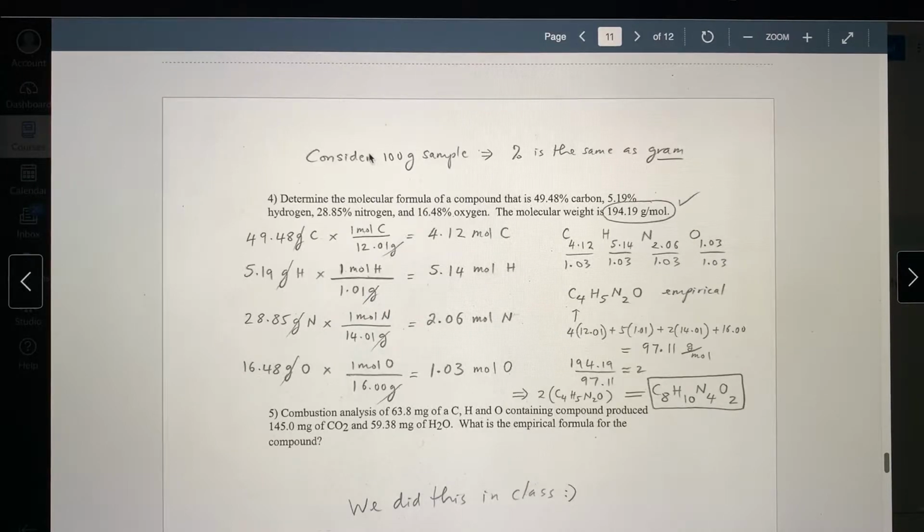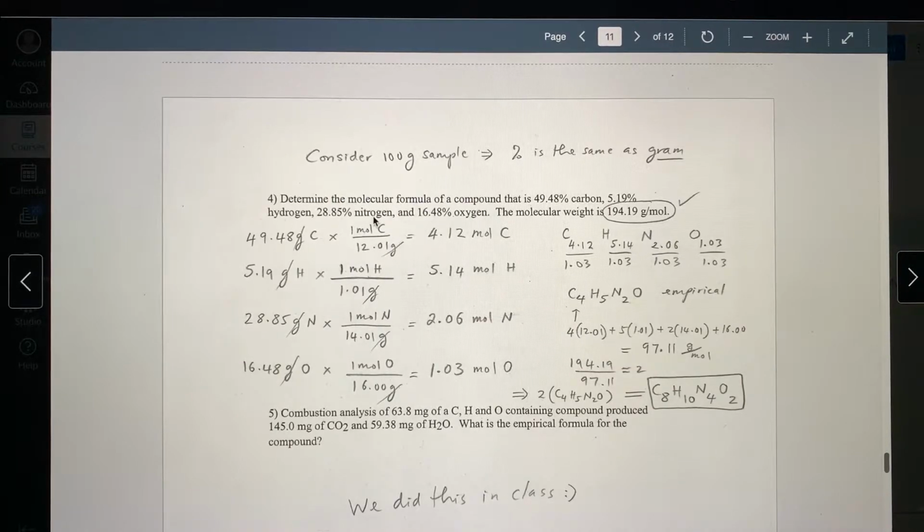Now, if you consider 100 grams of sample, notice that we don't have any number to work with. It's all percentage. The key is we have to have some mass to work with, and we need moles, because a formula is based on the lowest whole number ratio, right? So we have to have more to work with. Now, if we consider 100 grams, then percentage is the same as gram, because 100 grams is 100%, right? So each gram is a percent.